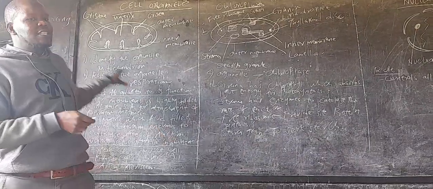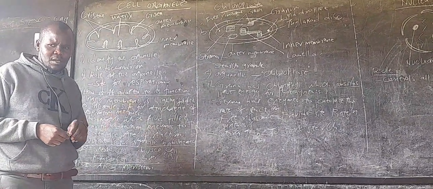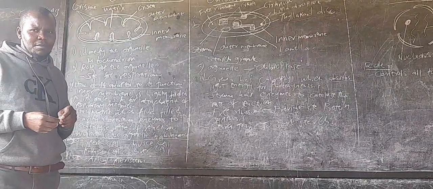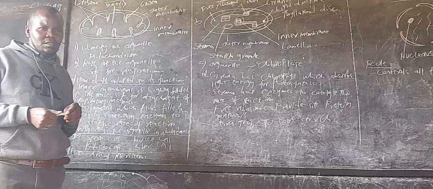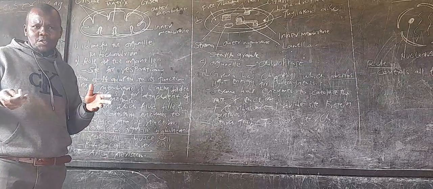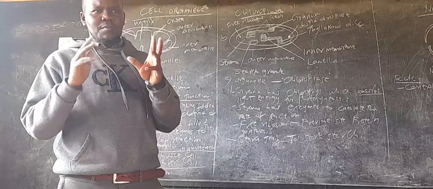Yes. It's doing the same function as the fluid in mitochondria. What was the role of the fluid? It contains enzymes. What is now the role of these enzymes? Catalyze the rate of reaction. That is photosynthesis. And that's why we say photosynthesis is an enzyme-controlled process.